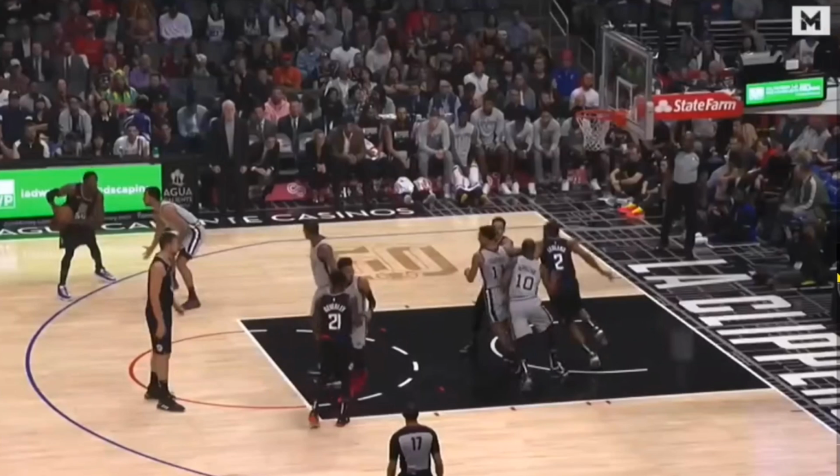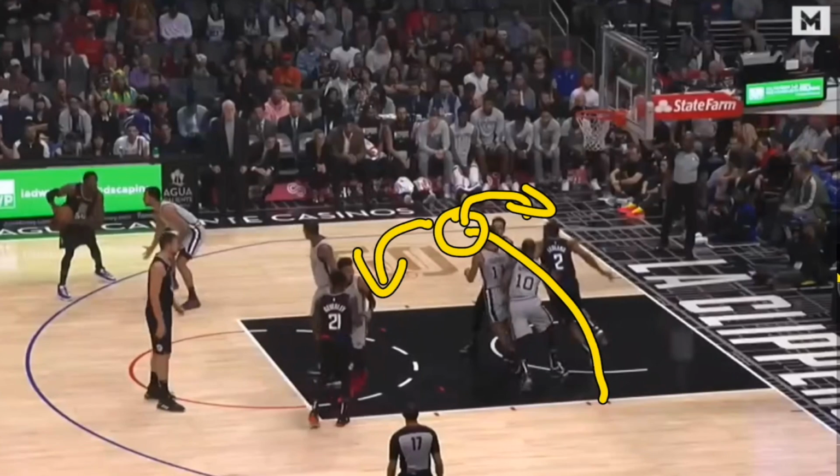Now, another thing that Kawhi Leonard is really good at is coming off of a screen, popping out, receiving that ball, and then turning towards the baseline or sometimes towards the middle of the court, depending on where the screen was set.